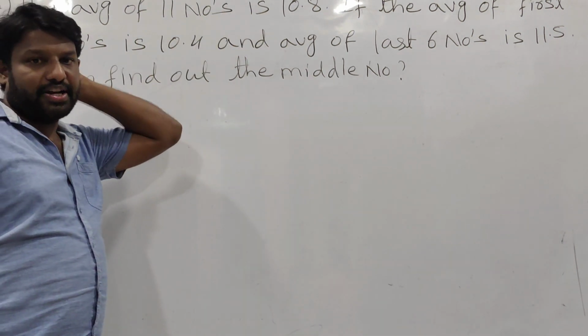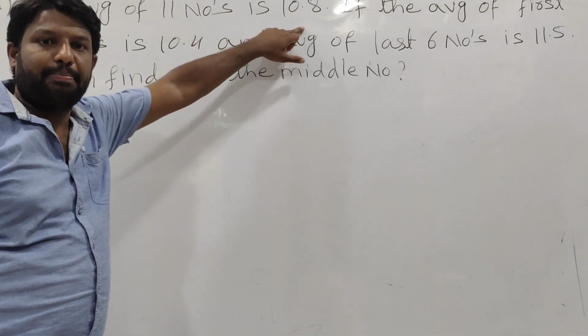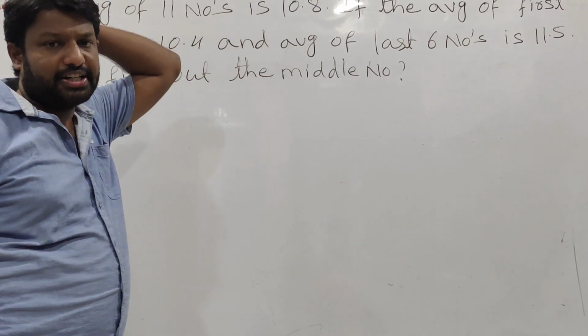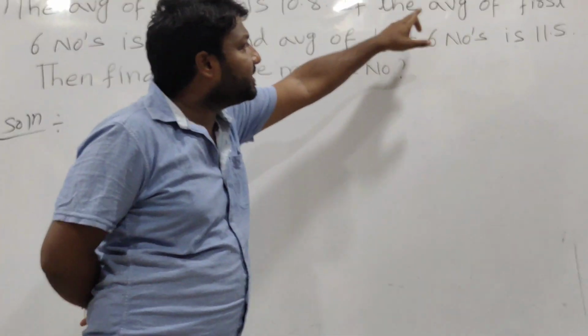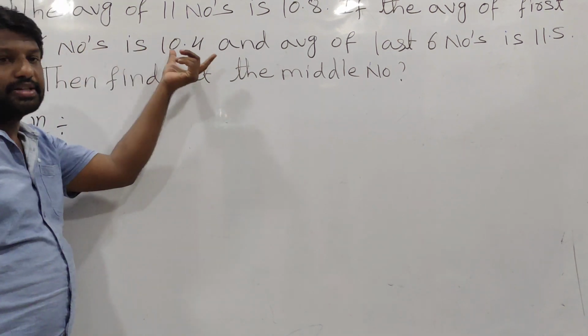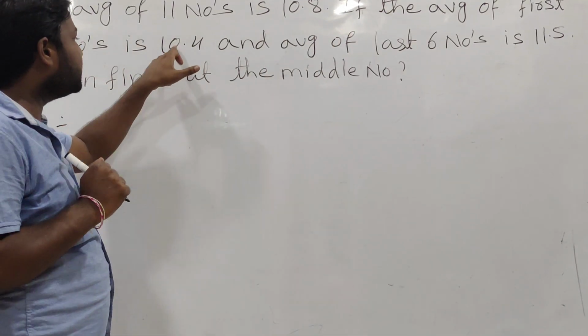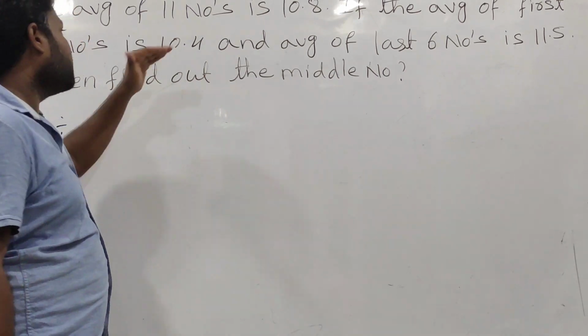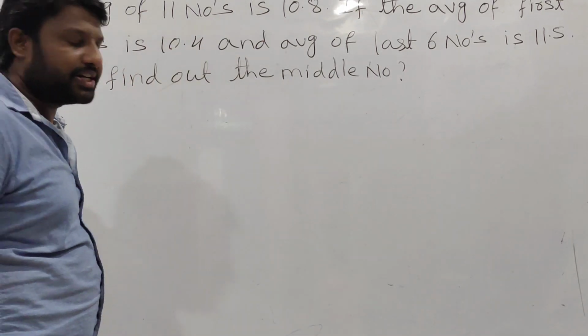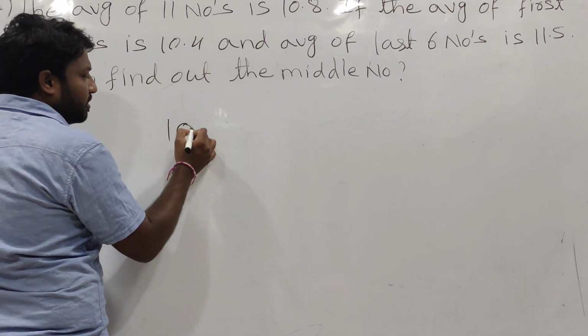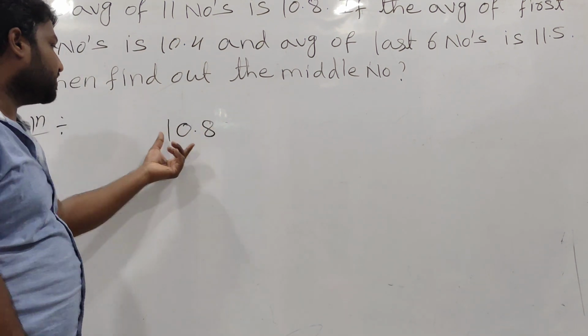Now the average of 11 numbers is how much they have given? 10.8. So the 11 numbers' average is given as 10.8. Out of this, what have they given? The average of the first 6 numbers is 10.4. So now, the initial total average is 10.8. I am writing that 10.8 here.